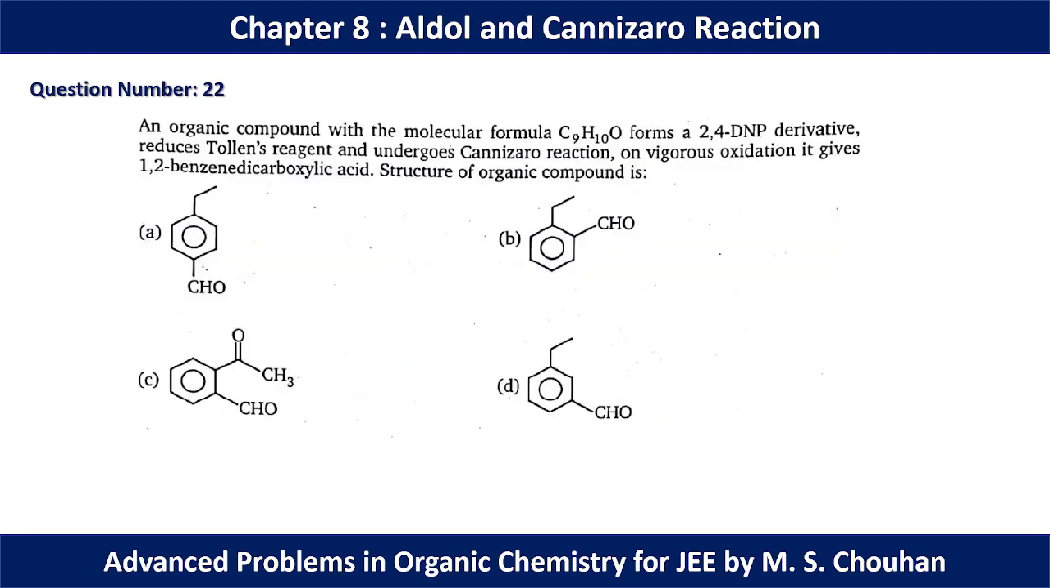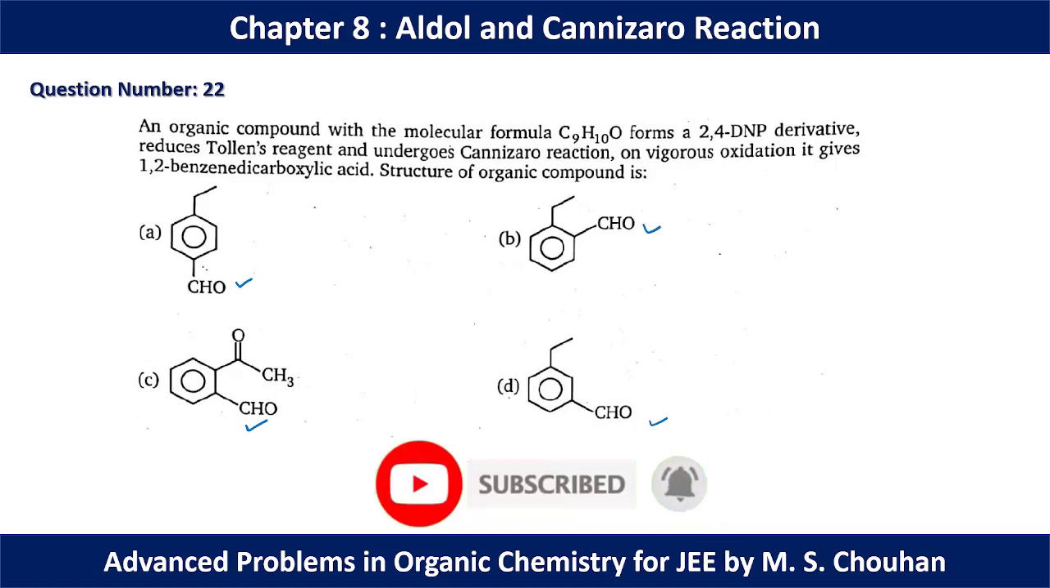Question number 22: an organic compound with the molecular formula C9H10O forms a 2,4-DNP derivative. So it should be an aldehyde or a ketone because both give a positive test with 2,4-DNP. It also reduces Tollens reagent. So it is definitely an aldehyde, because an aldehyde can react with the Tollens reagent. Ketone generally does not react with the Tollens reagent. So we have an aldehyde present in the molecule.